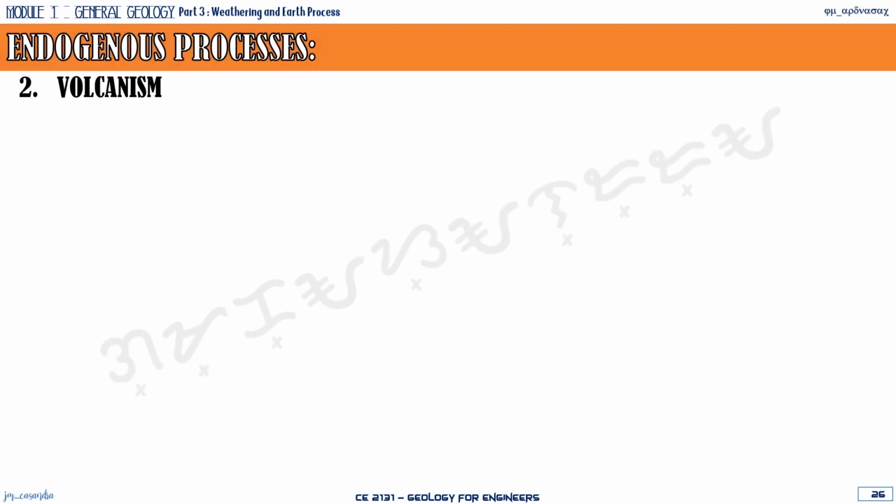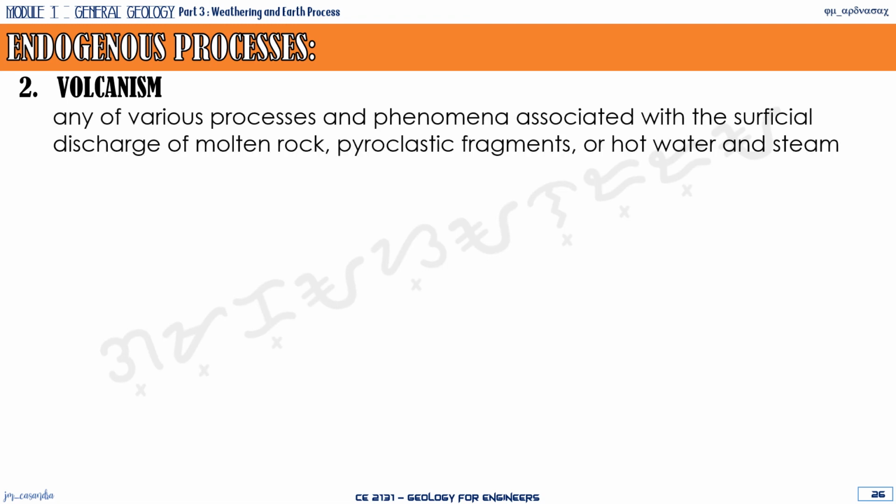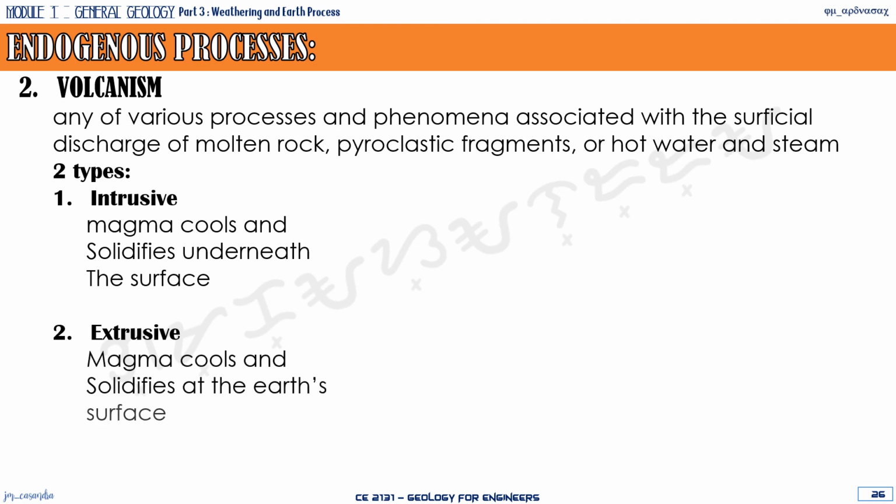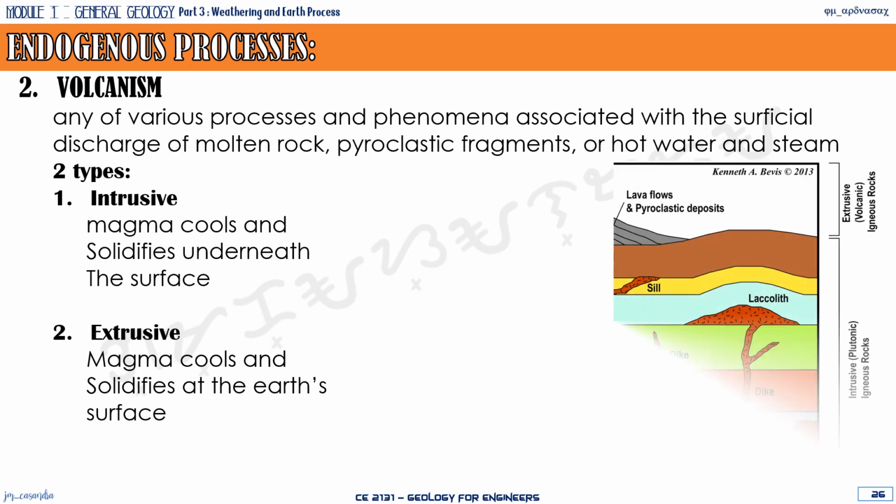Next endogenous process is volcanism. So, any various process that would involve discharge of molten rocks, your lava, pyroclastic fragments, or hot water and steam. There are two types of volcanism under geology. We have intrusive volcanism, wherein magma cools and solidifies underneath the surface. And we have extrusive volcanism, wherein the magma will cool and solidify once it has exited the Earth's surface.